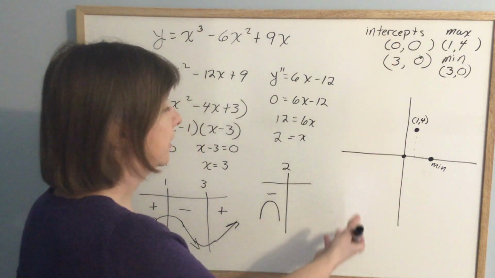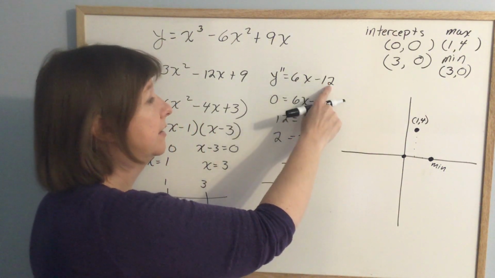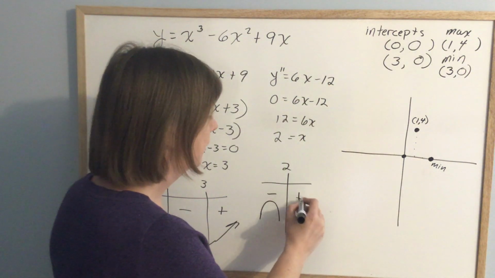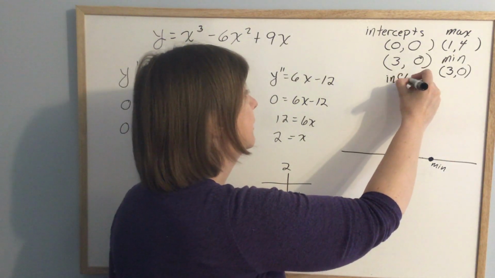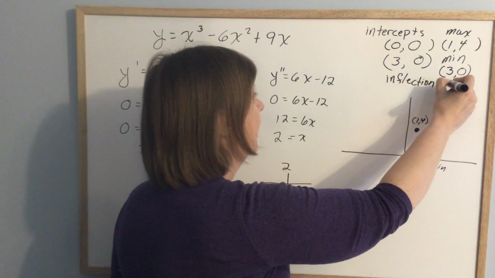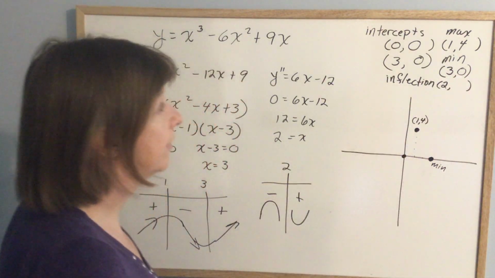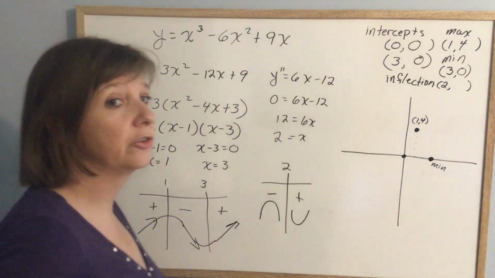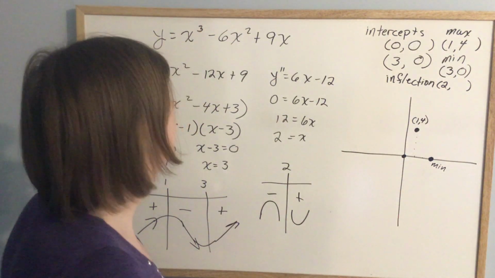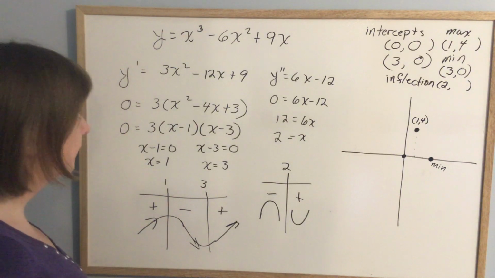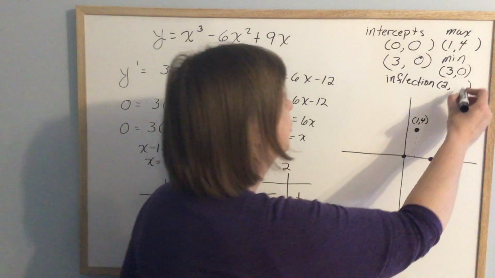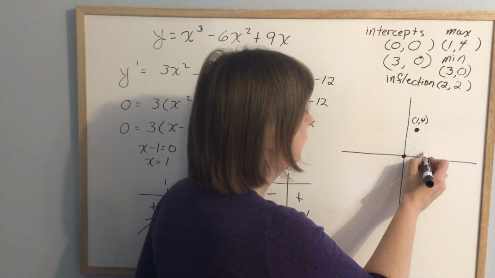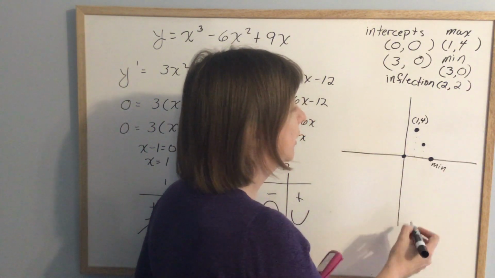So after 2, if I pick, I don't know, 3, 6 times 3 is 18, minus 12 is a positive answer. So it's now concave up. So that means there is an inflection point at 2. So again, I need a y value for that. So I'm going to go back up to my original equation and put 2 into there. So 2 cubed is 8. 2 squared is 4 times 6 is 24. Plus 9 times 2, which is 18. I get 2. So at 2 and 2, there is an inflection point.